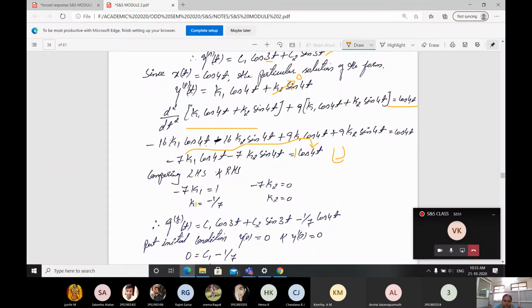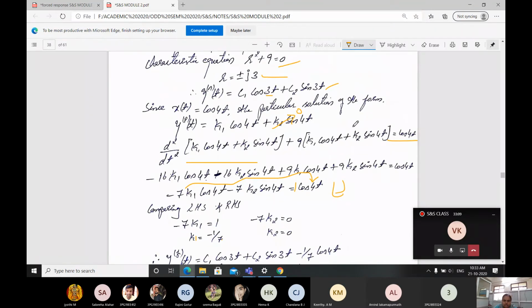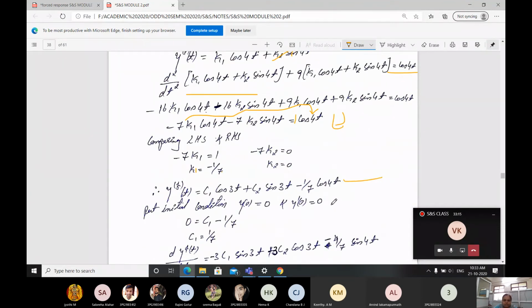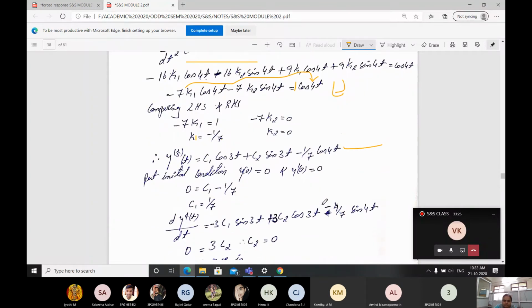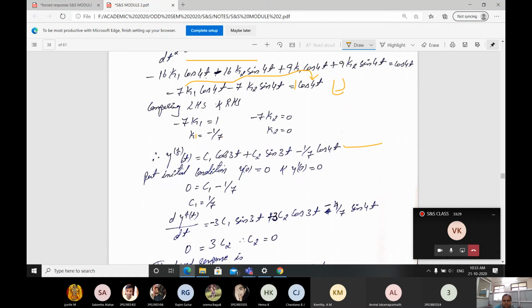So the forced response is yf(t) equals c1 cos 3t plus c2 sin 3t minus 1 by 7 cos 4t, the natural response along with the particular solution. Then putting in the initial conditions, y(0) equals 0 and y'(0) equals 0, we substitute them in this equation.